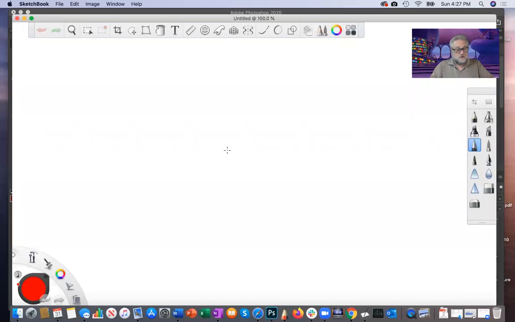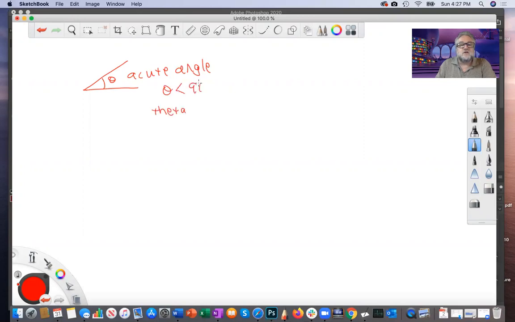So first of all, some definitions. You'll see something that says an acute angle. An acute angle is an angle where theta, this is the Greek letter theta, is less than 90 degrees. I guess less than or equal. No, I think it's less than. So an acute angle is less than 90 degrees.